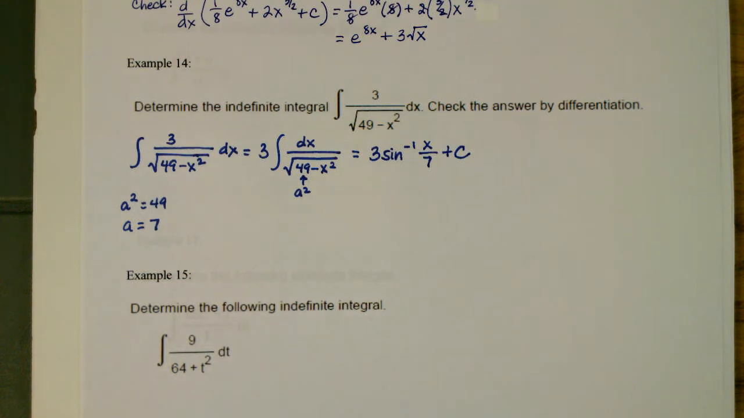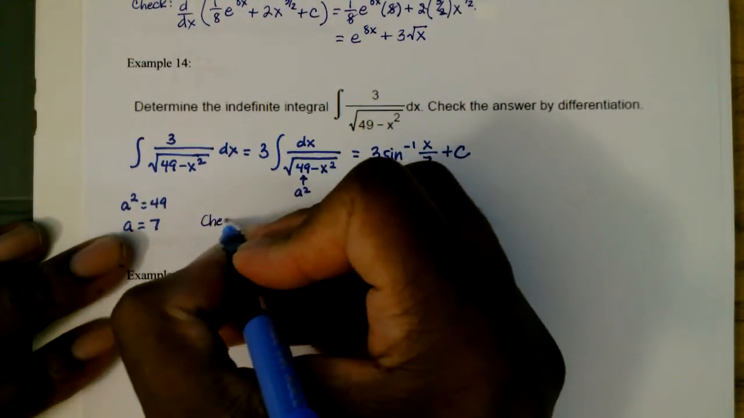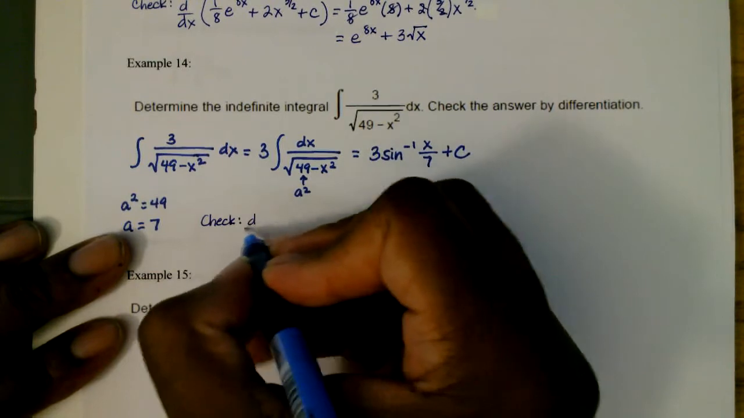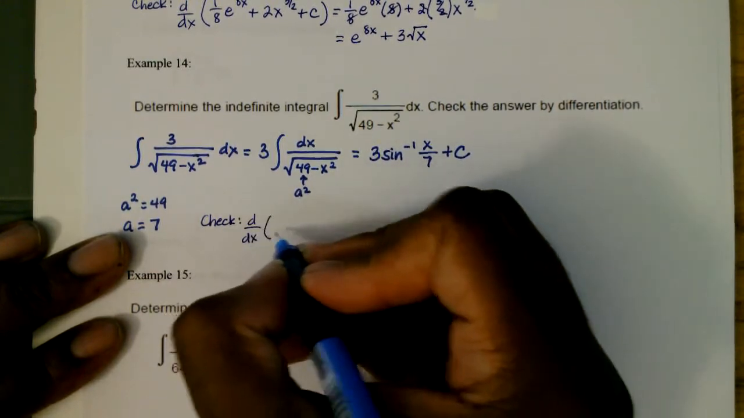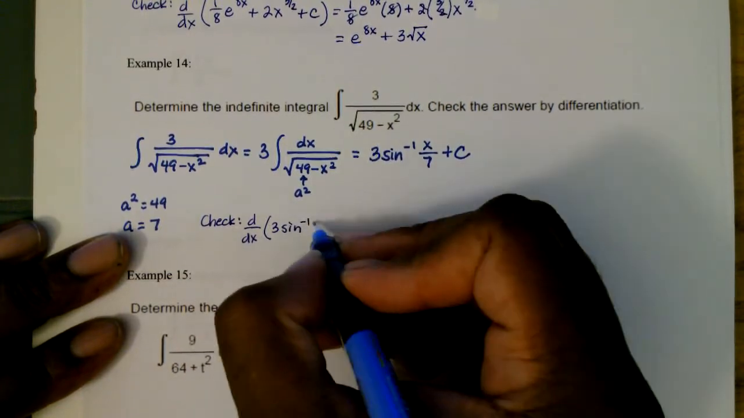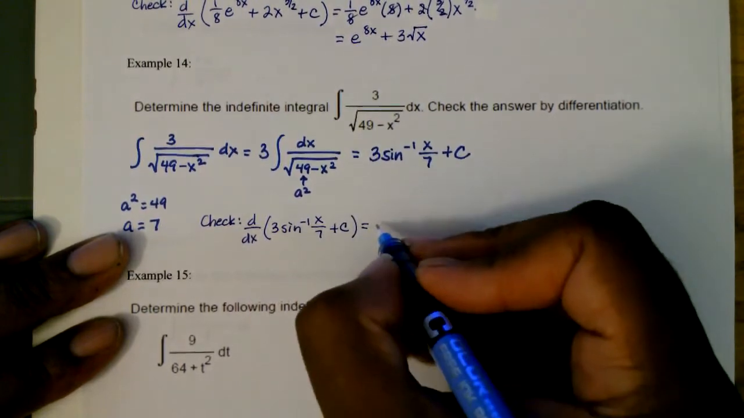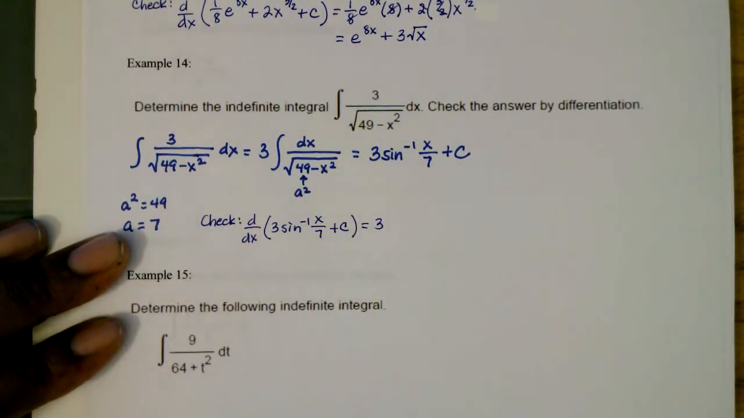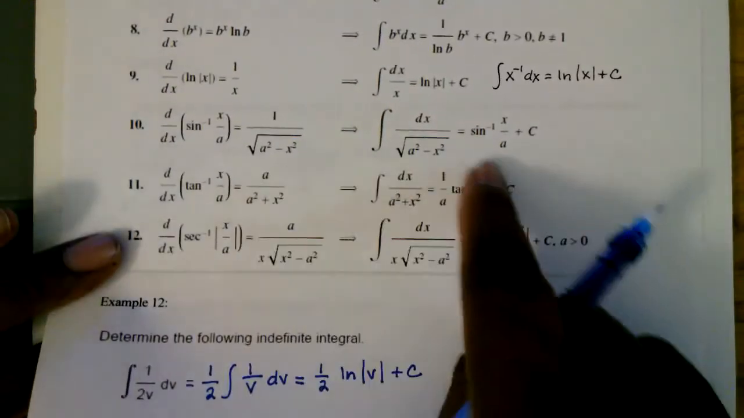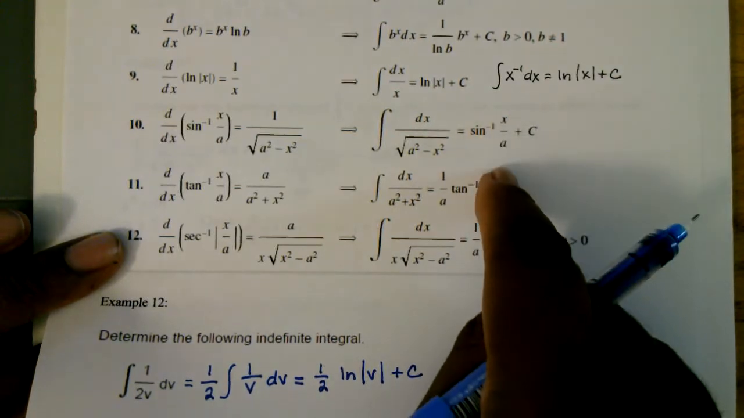Now let's check this by taking the derivative of our answer. So here's a check. So here, if I take the derivative with respect to x of 3 times the inverse sine of x over 7 plus c, well, I'll bring over the 3. And I was showing you this. I meant to show you this right here, but you do get the idea. That's going to be the inverse sine of x over a.